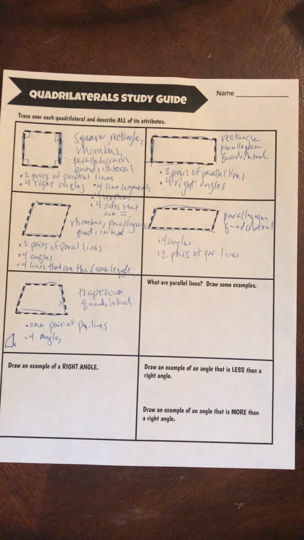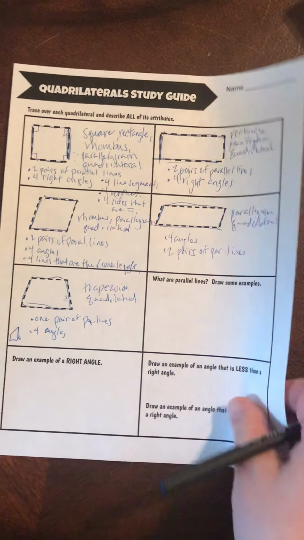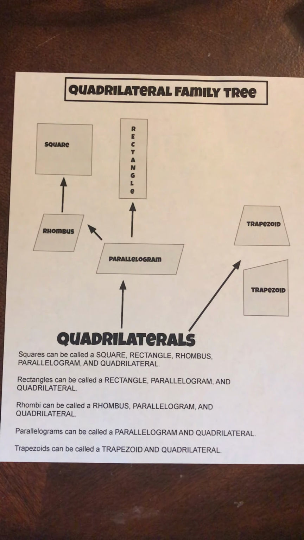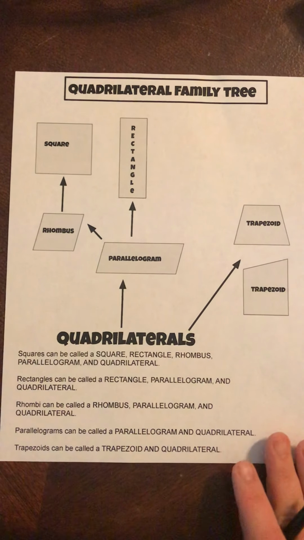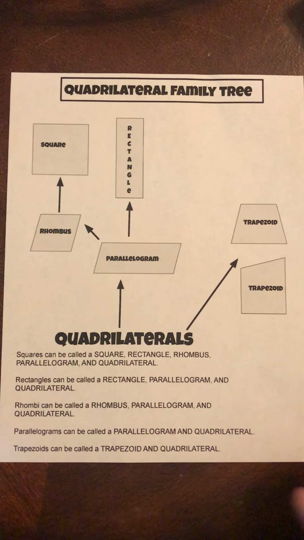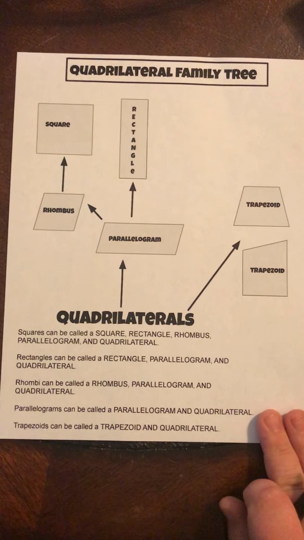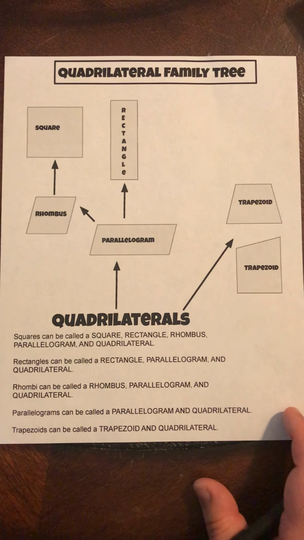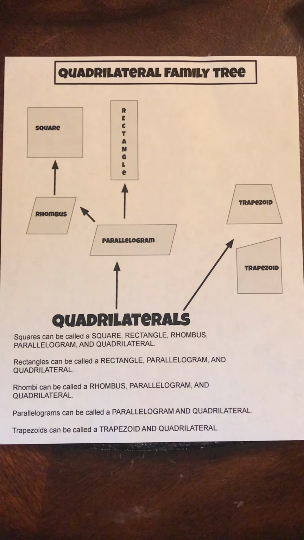So now I'm going to show you. Whoo, my handwriting is awful. I can't see. I'm going to show you the quadrilateral family tree. This is a cheat sheet. Okay? And I'm actually going to put this on the website and in Google Classroom to help you. Okay? So let's go through the cheat sheet.